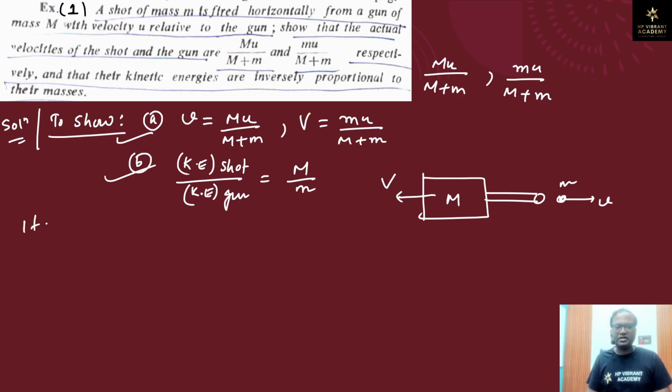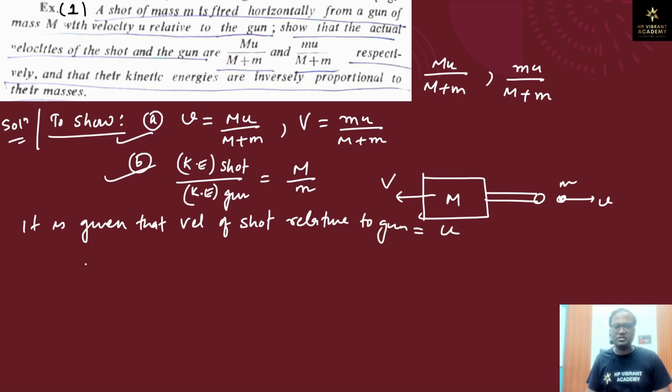So it is given that the velocity of shot relative to gun is equal to small u. So the relative velocity will be small v minus of minus capital V. This will be equal to small v plus capital V.